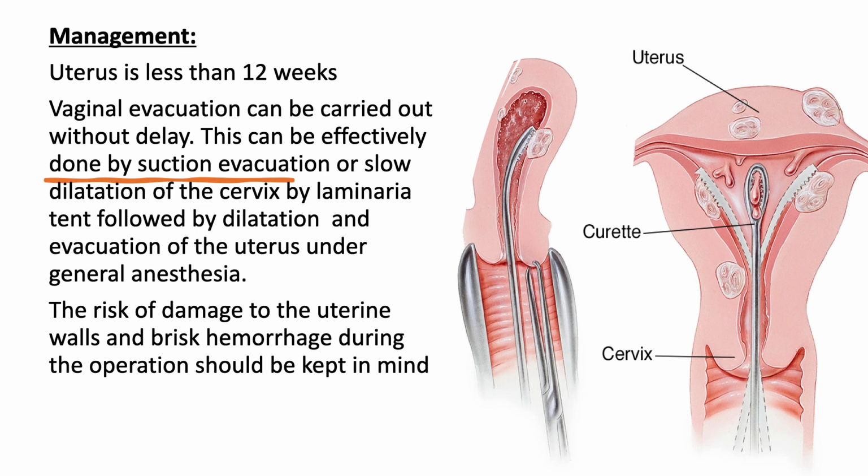Regarding the suction evacuation, I have one more video, so you can watch that video on suction evacuation. Speaking on the laminaria tent, what is this laminaria tent? A laminaria tent is a small rod of dehydrated seaweed that when inserted in the cervix rehydrates, absorbing the water from the surrounding tissue in the woman's body. Laminaria expands up to 10 times its original size, slowly opening the cervix, and when removed creates easier access to the uterus.